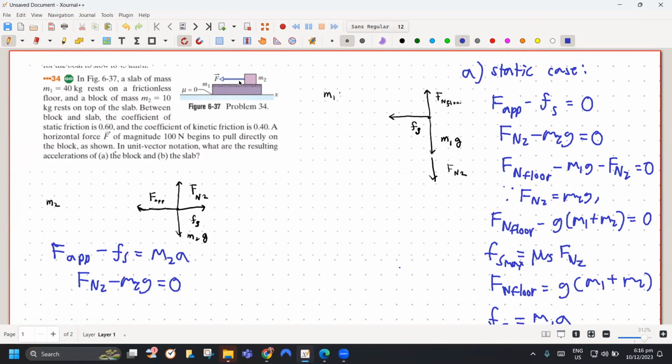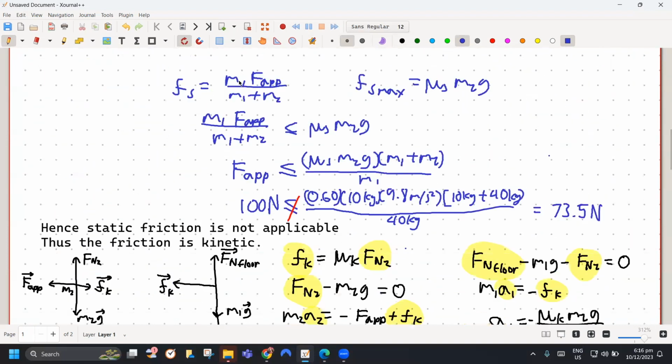Now, if the applied F is small, it won't slide off. Remember what we computed earlier, the inequality: as long as F applied is less than or equal to mu_s times the sum of the masses times g over M1. That's static friction, and then all our computations above will work.